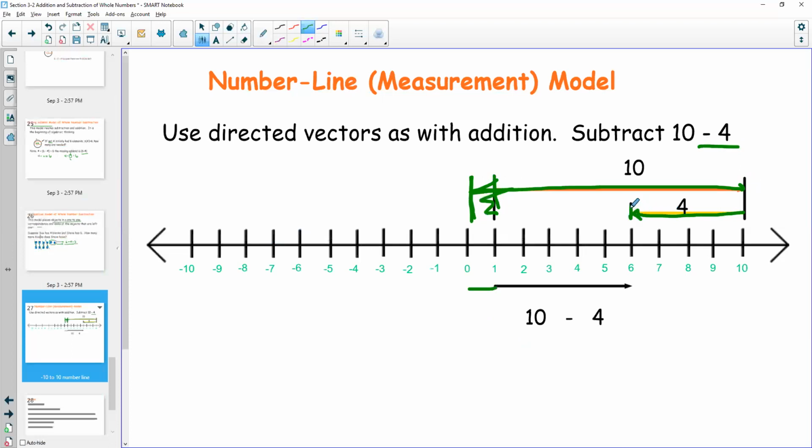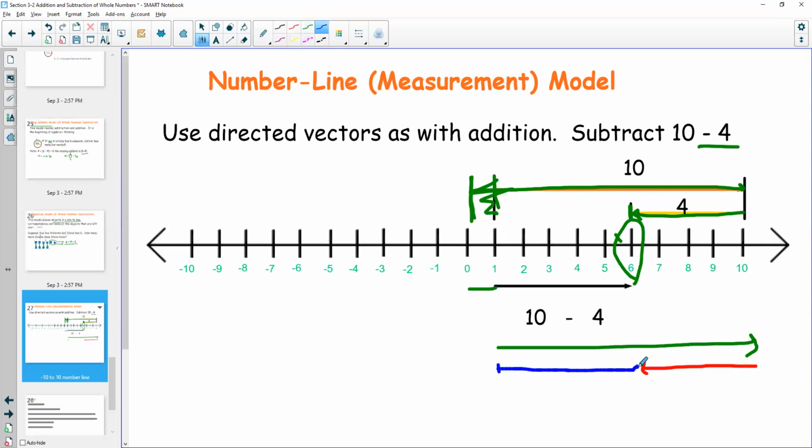The result, the difference, is still at the terminal end of my second vector. I still get to 6 here, okay? So I think about it as 10 minus 4, okay? And that gets me 6. A lot of times what you'll see is kids will draw an extra vector here and show where they meet. So this is 10, this is 4, and this is 6, okay?